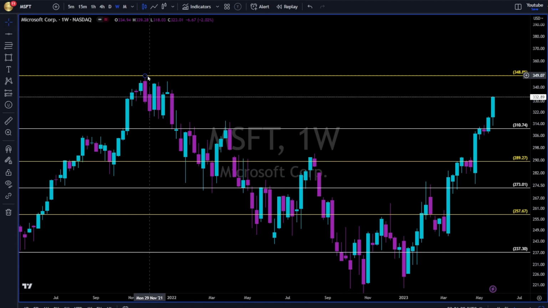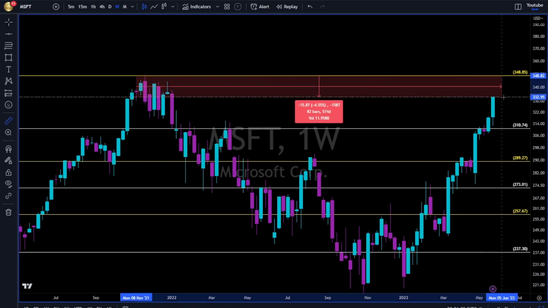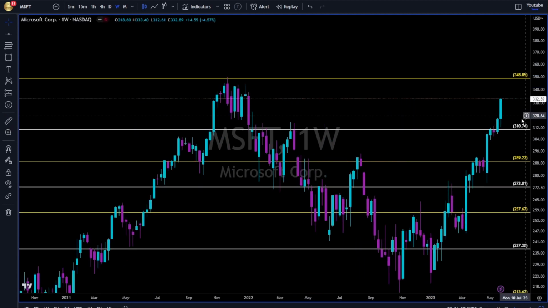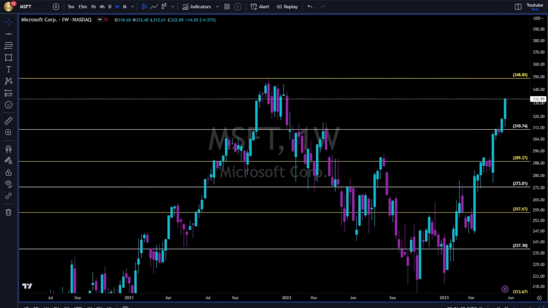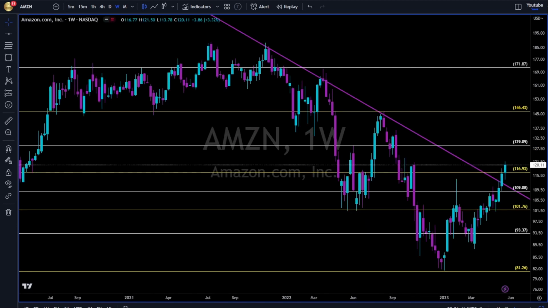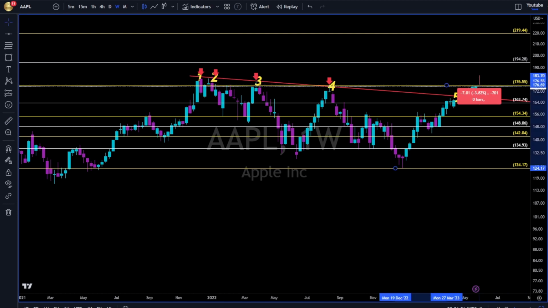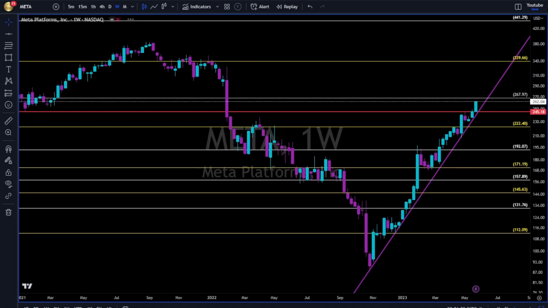Microsoft now 4.5% from all-time highs. Apple, from 183, 4% more or less from all-time highs.